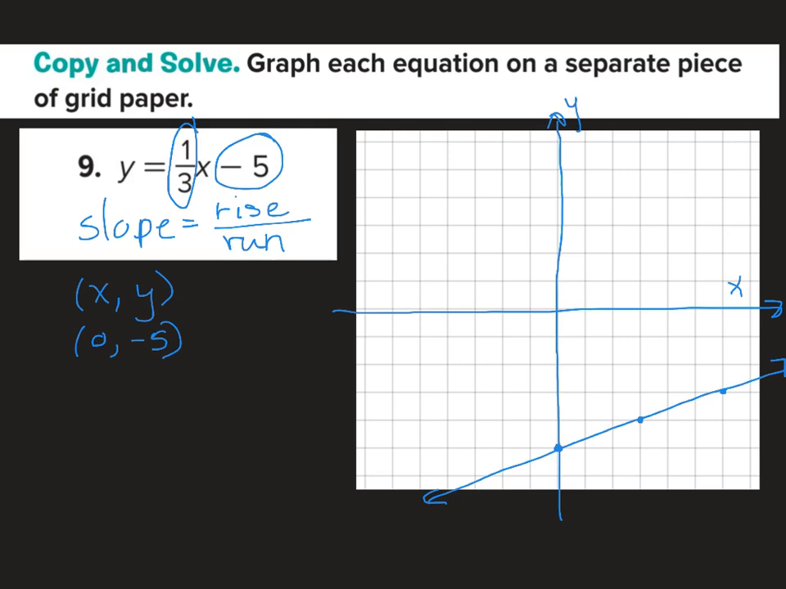I could also make a table of values, x and y values. So when x is 0, y is negative 5. When x is 3, y is negative 4. When x is 6, y is negative 3.